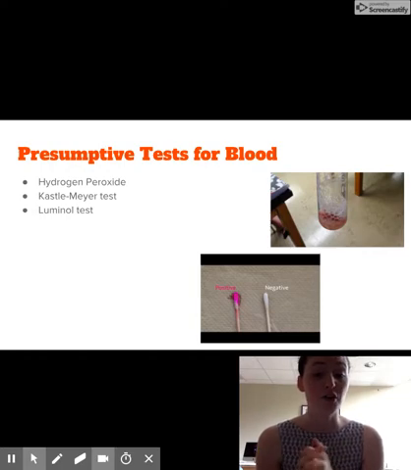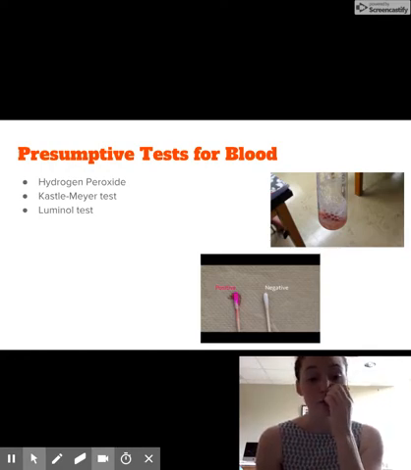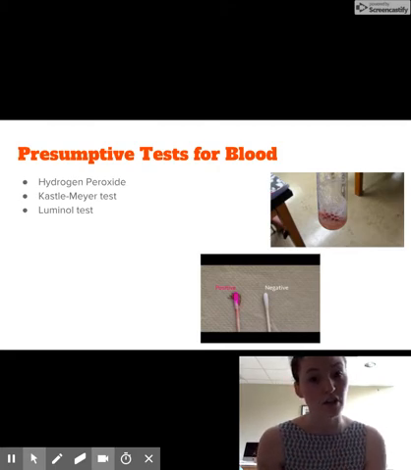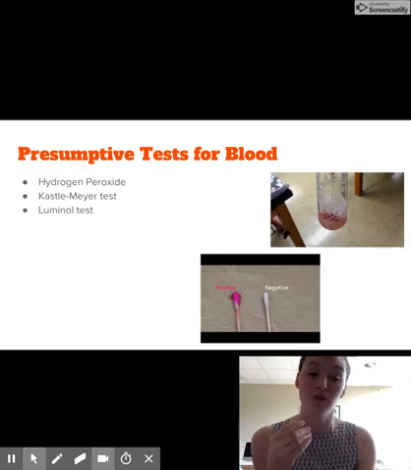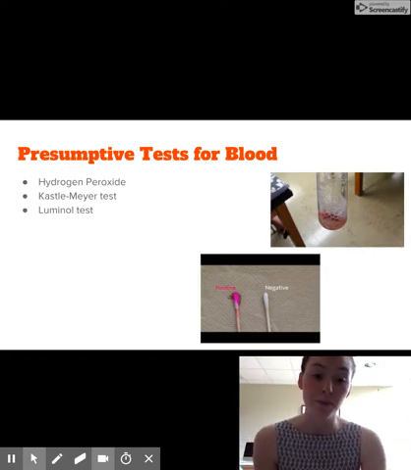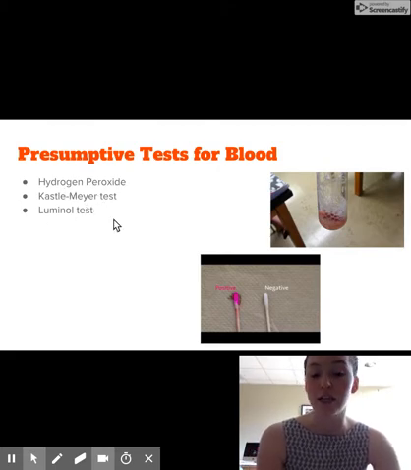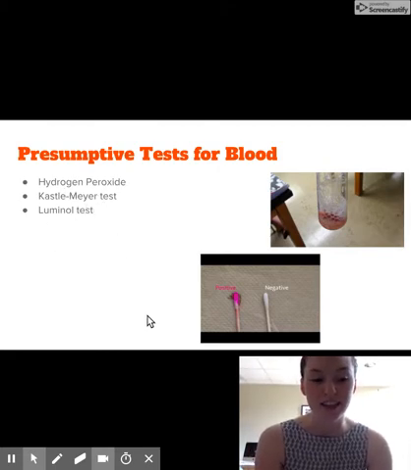So after you do a presumptive test, then you might do a confirmatory test. Those tend to be more expensive or more in depth. And so you don't want to do those confirmatory tests, the more expensive tests, for every single thing, right? We would only do it after it's proven positive on a presumptive test. We will do the hydrogen peroxide and Kastle-Meyer tests in a lab. And we might do a luminol test at our crime scene.